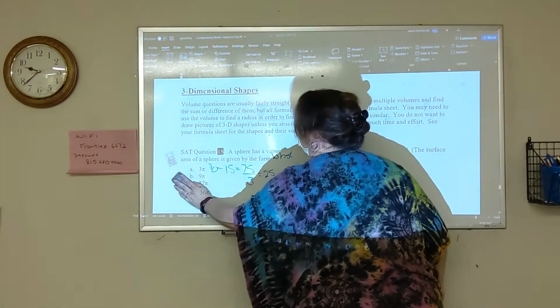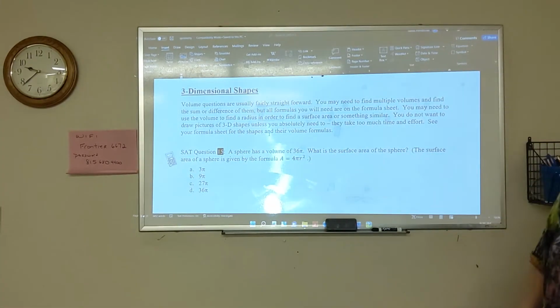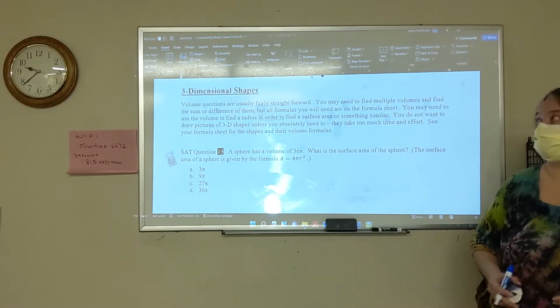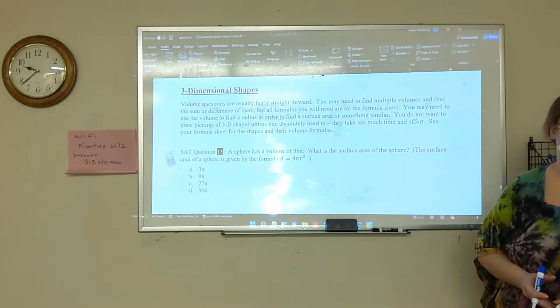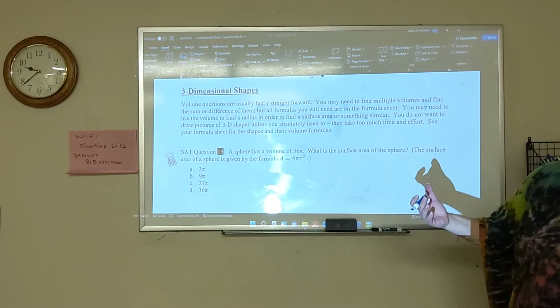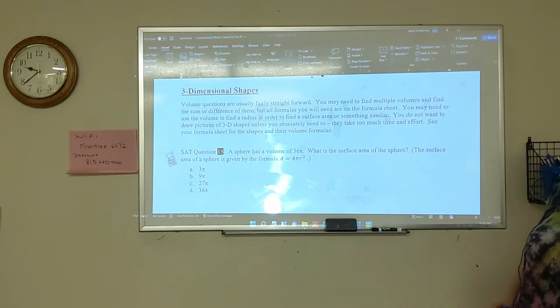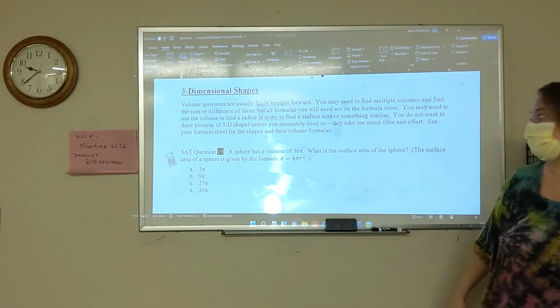So 3D shapes, a lot of people kind of freak out about them, but they're actually really straightforward problems, okay? The test makers seem to think that 3D formulas are really difficult, which they're not. So they don't make the problems that hard. Bonus for us. So number 15, a sphere has a volume of 36 pi. What is the surface area of the sphere?